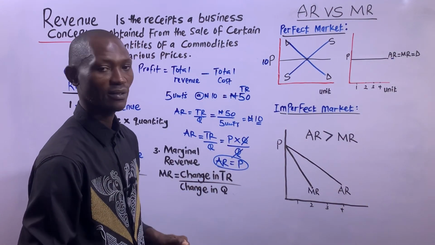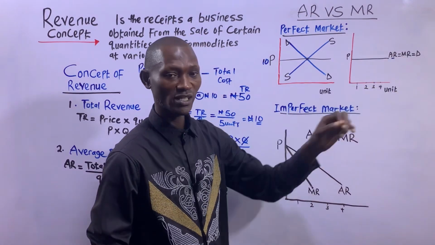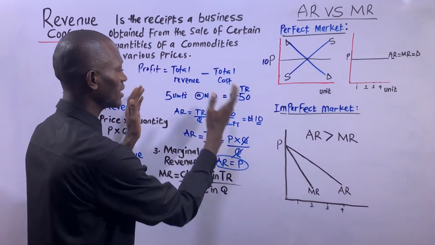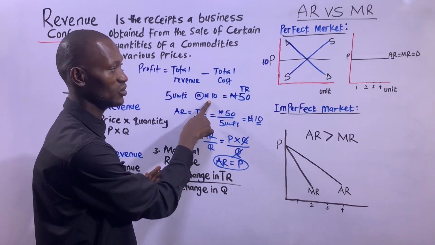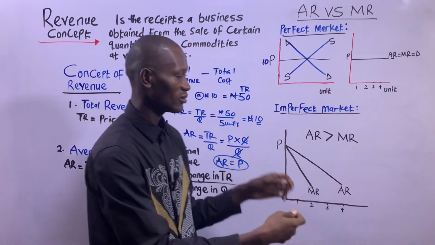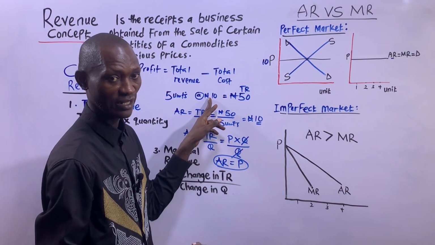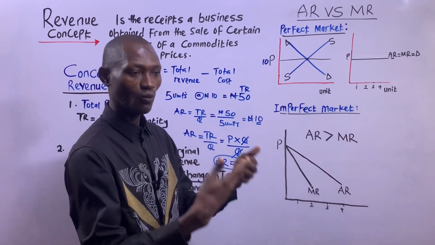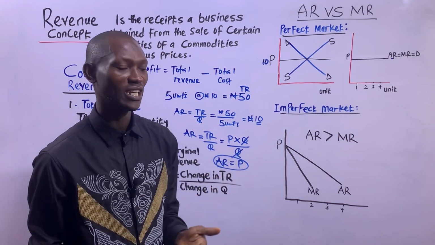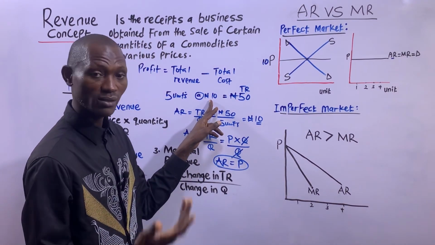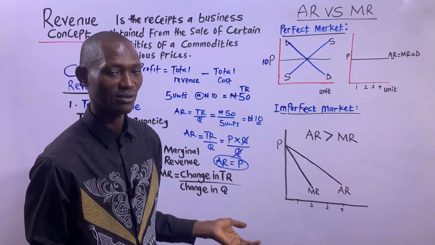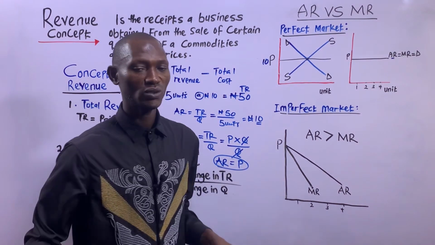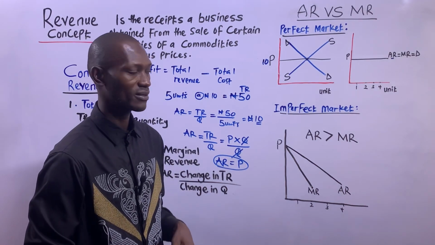That's basically that. Because if you try to sell one more unit, like we've emphasized here, the price per unit is 10 naira, which is the average revenue. If you sell one more unit, you are going to realize 10 naira. And that simply means when you sell one more unit, that's marginal revenue. So marginal revenue is the same thing as the average revenue, and average revenue is the same thing as the price. So that's basically with respect to perfect markets.